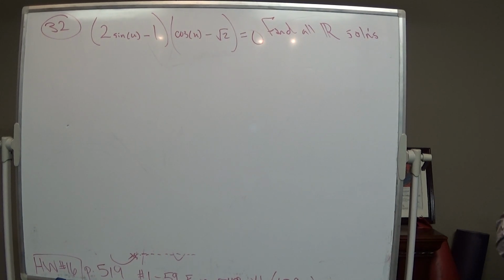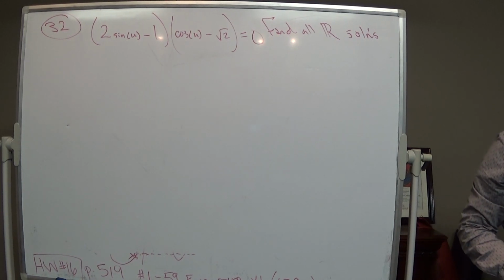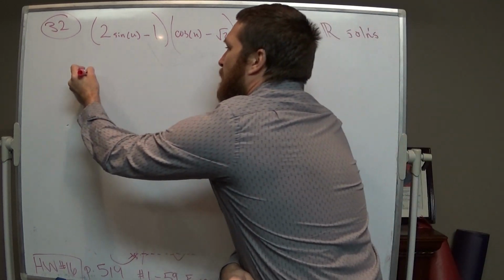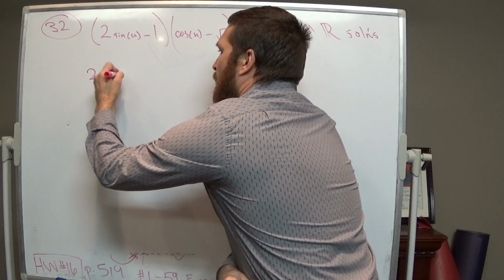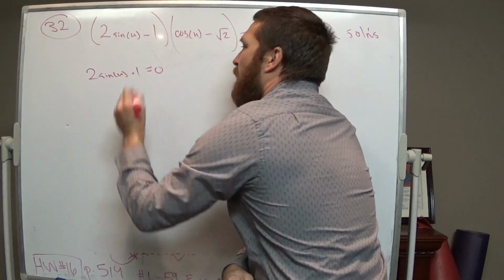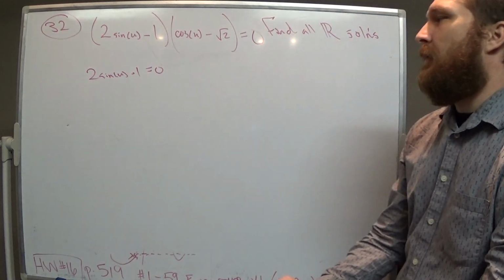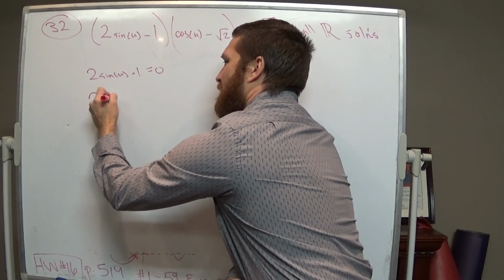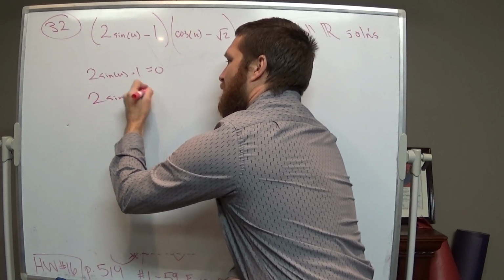So, you tell me, what are we doing? Well, either the left one equals 0 or the right one. There you go. So now we have 2 equations, don't we? What's the first equation that we want to write down? 2 sine u minus 1 equals 0. Let's go ahead and deal with that. What do we get? Add 1 to both sides. 2 sine u is 1.